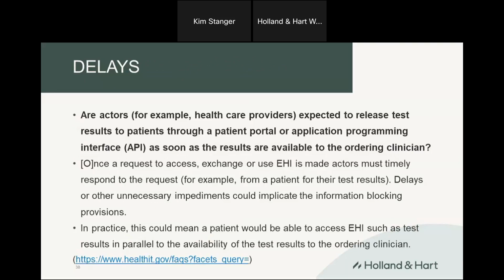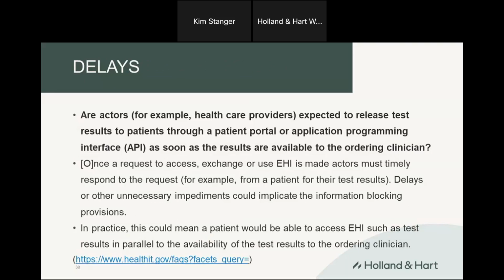Well, what about delays? Is it information blocking if you delay producing the information, particularly in the context of lab tests? If you've got a policy that says, we're not going to provide access to the patient until after the physician has taken a look at that. Well, here's what the FAQ says. Are actors, for example, healthcare providers, expected to release test results to patients through a patient portal or application programming interface as soon as the results are available to the ordering clinician?